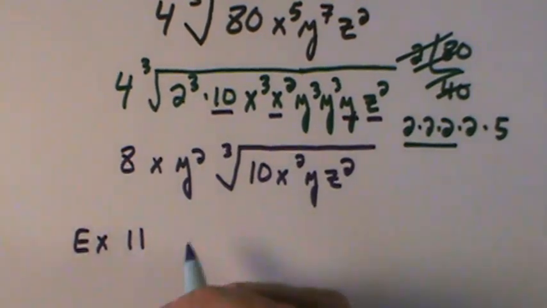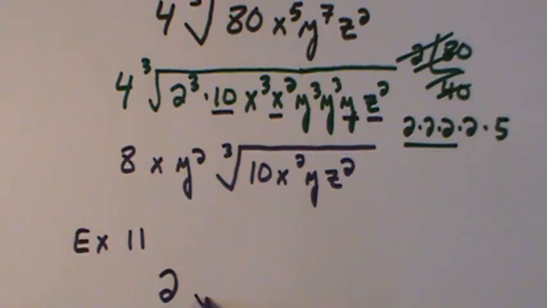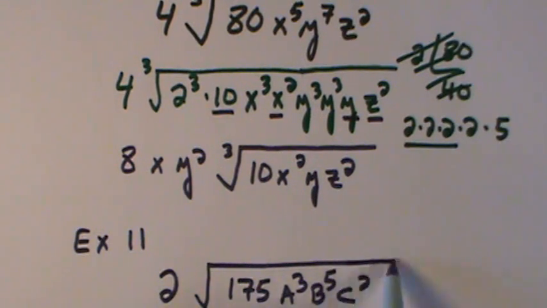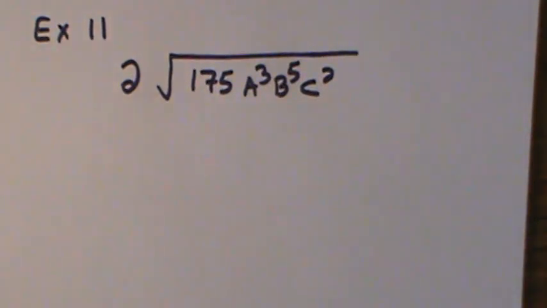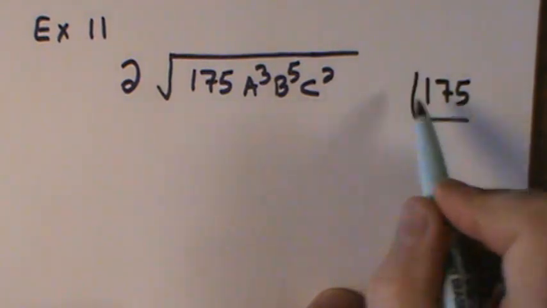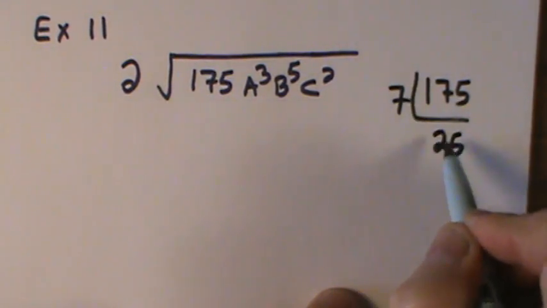And maybe we'll have 2 square root of 175 a cubed b to the 5th c squared. So as I look at this problem, I need to break that radical down. 175, I see a square in there. I constantly see money. I'm always thinking money. I'm thinking quarters. How many quarters is in a $1.75? 7. So with that 175, I can say 7 takes me to 25, and 25 is my square.